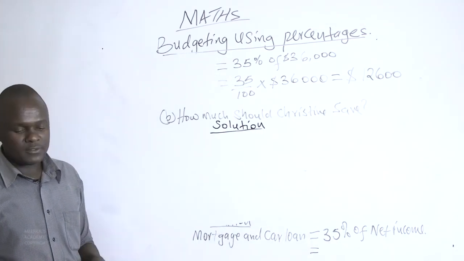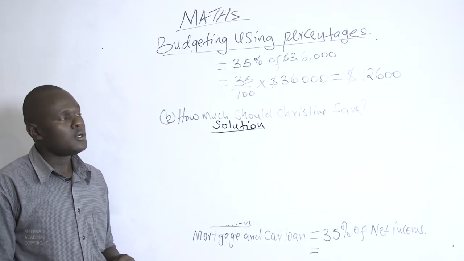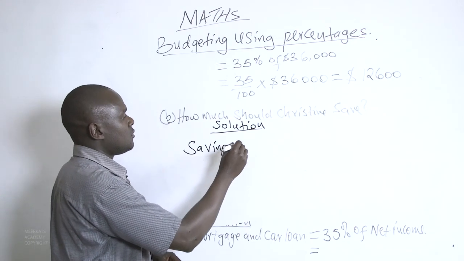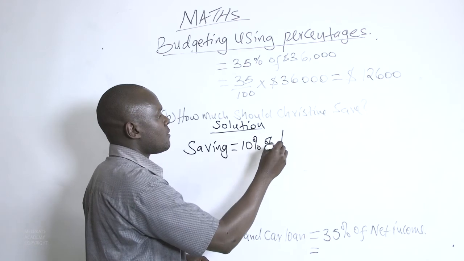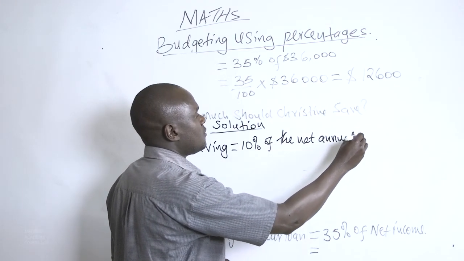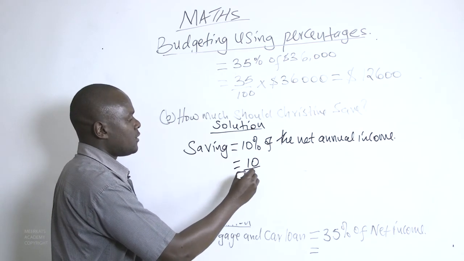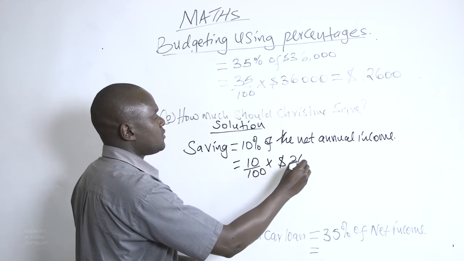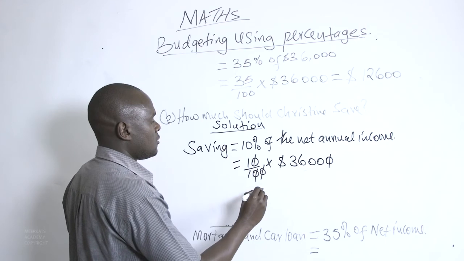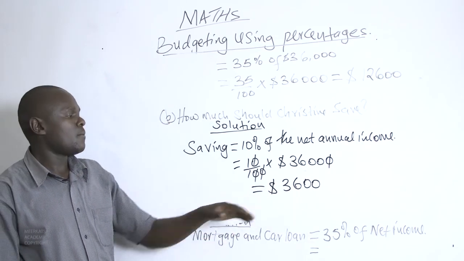Remember savings from the table that we've just had. Savings is allocated 10% of her net annual income. So the amount that goes to saving is 10%. And this particular amount will be 10 out of 100 multiplied by $36,000. And this will be $3,600. This is the amount that she will save in a year.